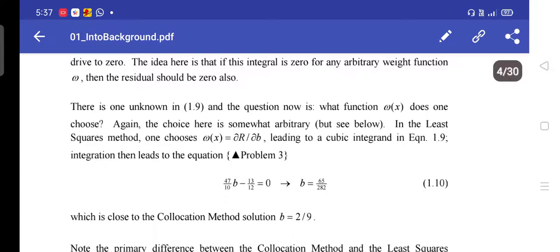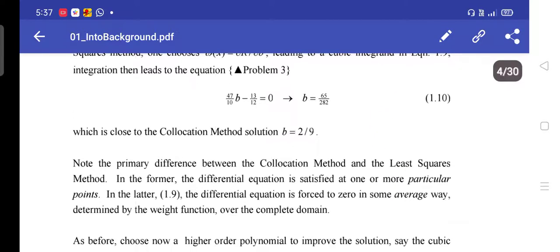Again, the choice here is somewhat arbitrary. In the least square method, one chooses omega of x equal to ∂r/∂b, leading to a cubic integral. So 47/10 b minus 13/12 is equal to 0, where b is equal to 60/282. So b is equal to 2/9. Note the prime difference between the collocation method and the least square method. In the former, the differential equation is satisfied at one or more particular points. In the latter, the differential equation is forced to 0 in some average way, determined by weight functions over the complete domain.